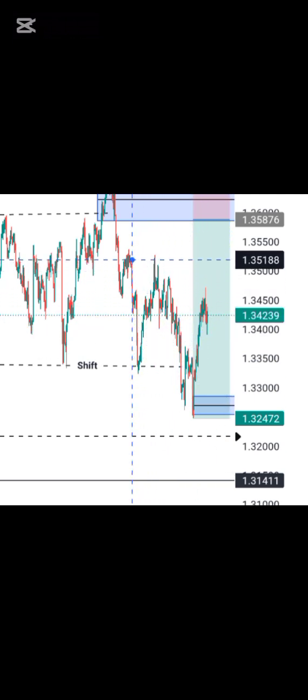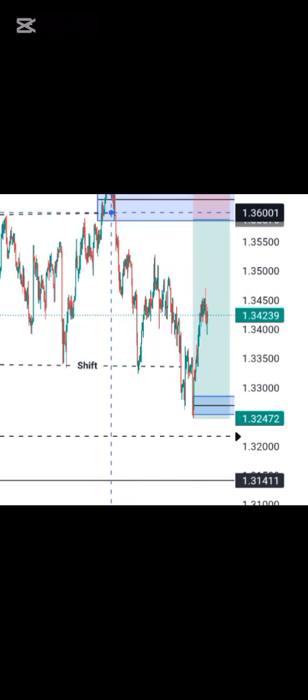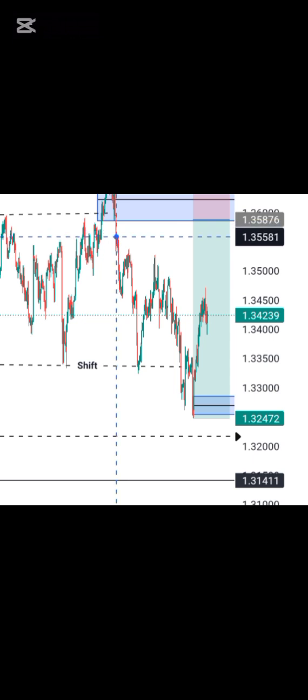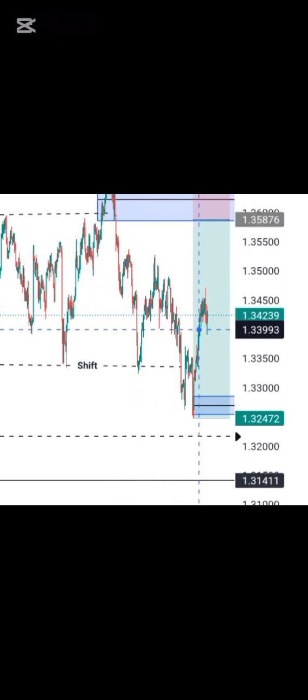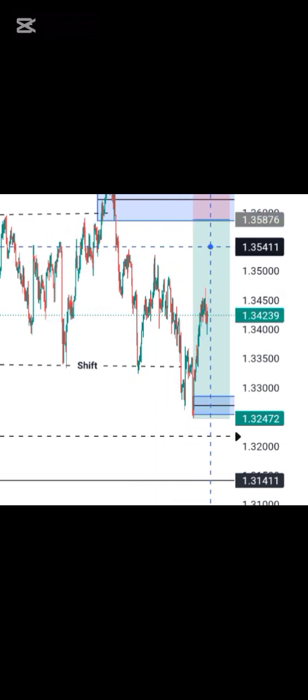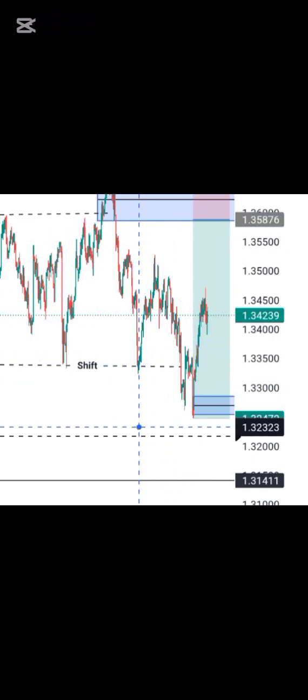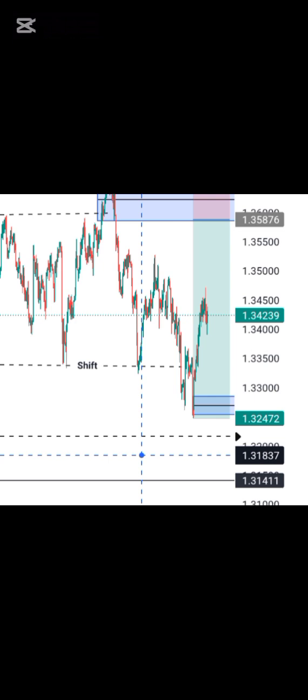So most of the time, it doesn't respect the fair value gap. That fair value gap is just to show you that the market is healthy. That fair value gap and the order block usually push the market, and the liquidity pushes the market up to tap you in, then it starts falling. So that's how this setup actually works.